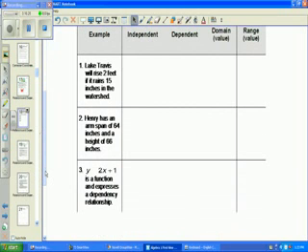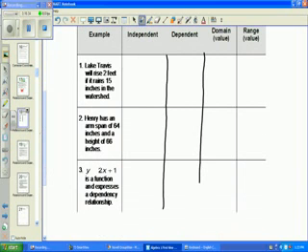Okay, we're gonna do the example. We're gonna start with the independent. All right. It says Lake Travis will rise 2 feet if it rains 15 inches. Okay, what is the independent? I'll help you out. We have two choices. It's either going to rise or it's going to have 15 inches of rain. Which one depends on which? What's independent? It's rising or it's raining? It's raining.